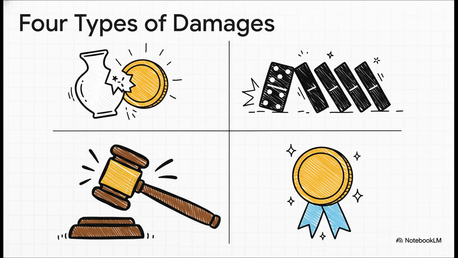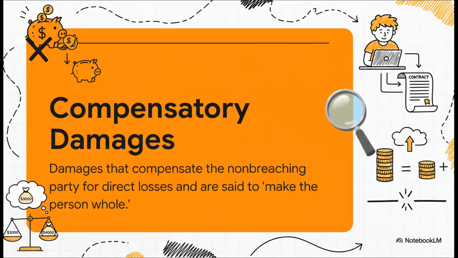So, to make this happen, the law breaks down damages into four main categories. We've got compensatory, consequential, punitive, and nominal damages. Let's take a look at each one, because they all do a slightly different job. First up, we have compensatory damages. This is the most common and the most straightforward type. It covers the direct, out-of-pocket losses from the breach.